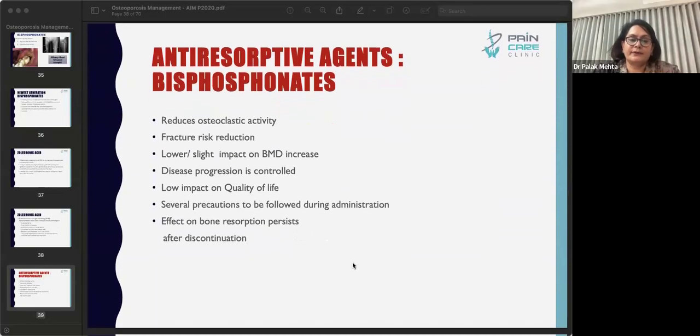Anti-resorptive agents, bisphosphonates. In conclusion, they reduce osteoclastic activity and reduce the fracture risk, with little impact on the bone mineral density. They do not significantly increase the bone mineral density, but they do reduce the fracture risk, most promisingly in the vertebra. Low impact on quality of life. Several precautions need to be followed during administration, and the effect on bone resorption persists even after discontinuation. Next slide.